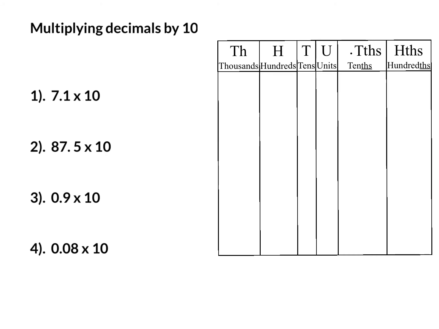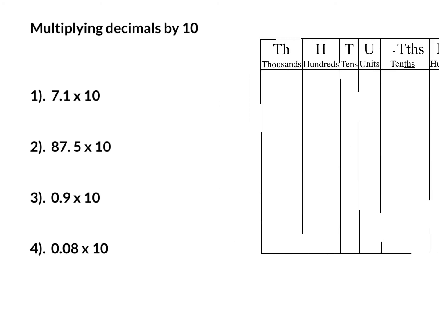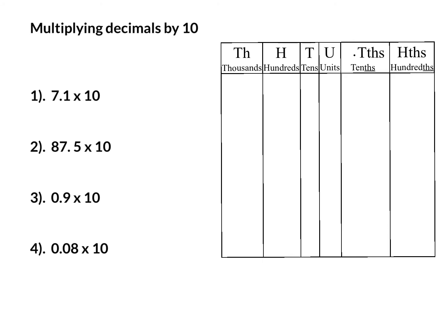Now, I want you to complete the 4 questions displayed in your jotters, okay? Again, I'll emphasize, if you need to draw something out like this here, you can on your page. And good luck with it. If you want to pause the video now, because I'm going to go through the answers.